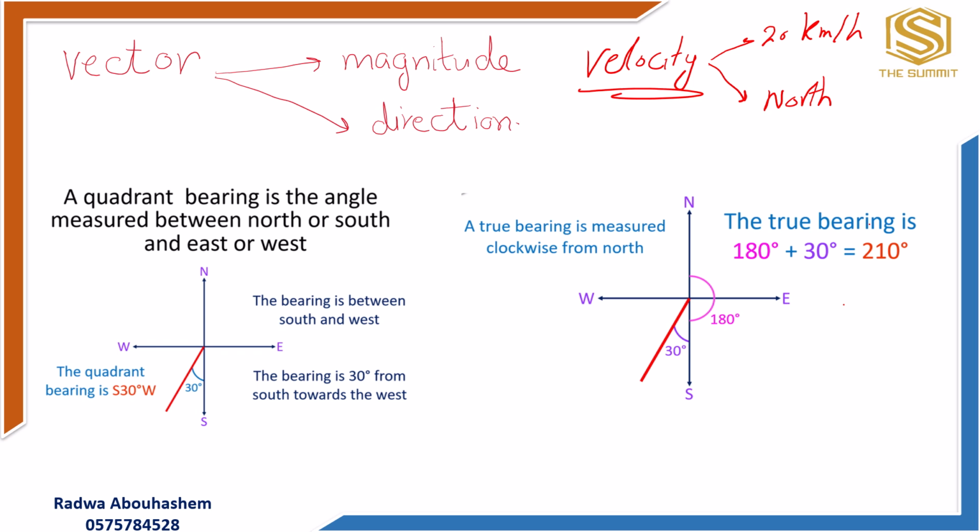However, the speed is not. The speed is just always a magnitude, just 20 kilometers per hour without specifying the direction. We have also many examples for the vector quantities like force, displacement, gravity, pressure, momentum. All of these I think you have studied in physics.